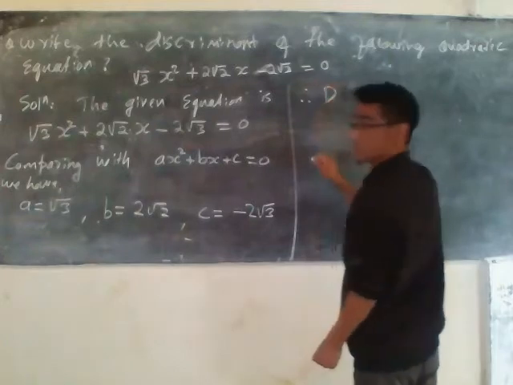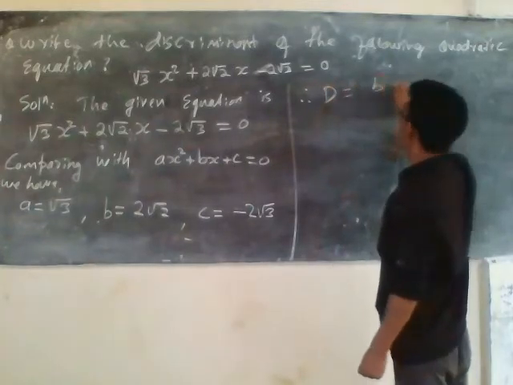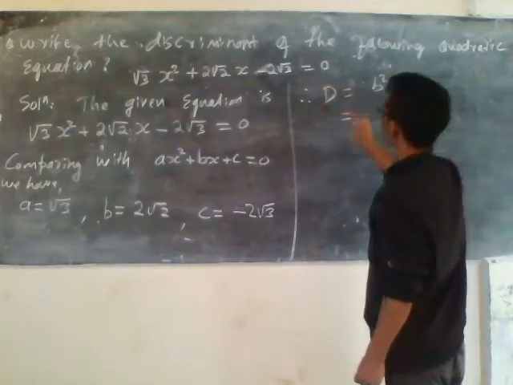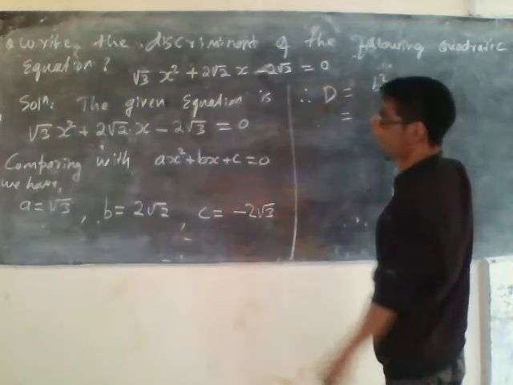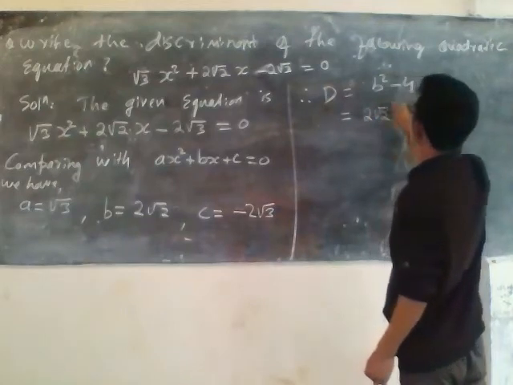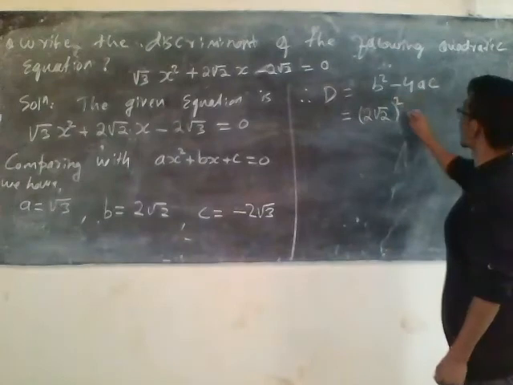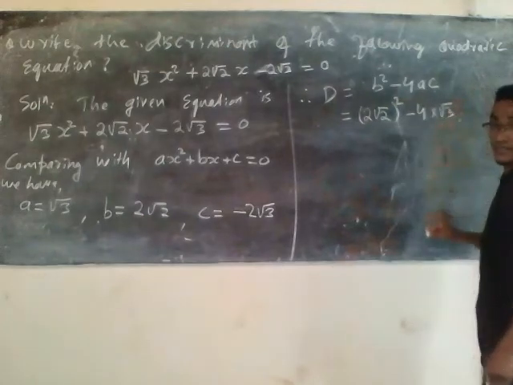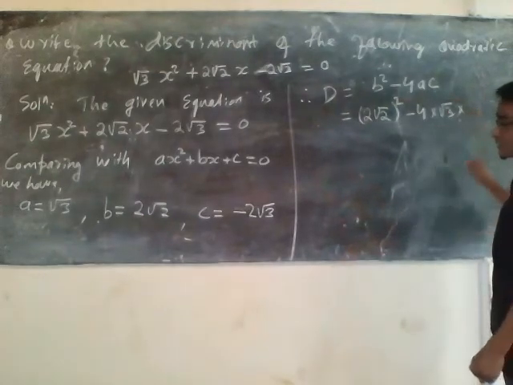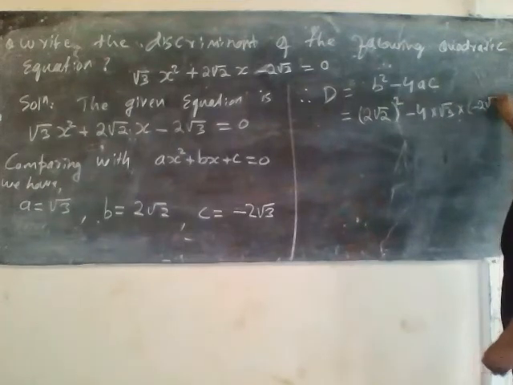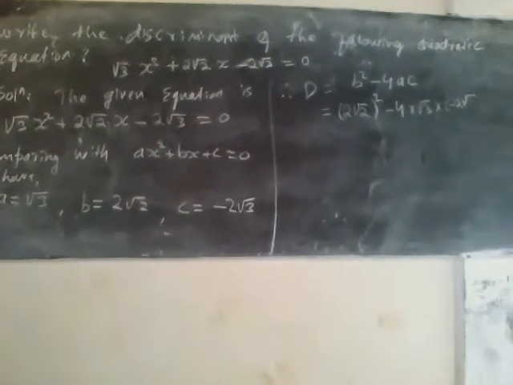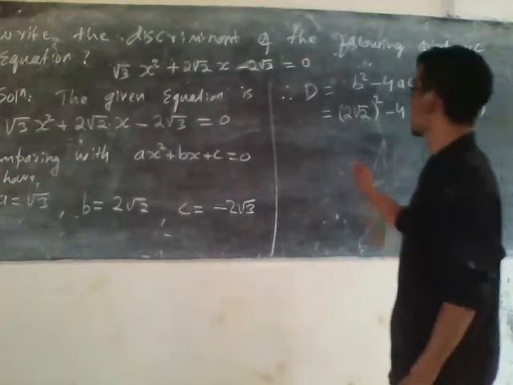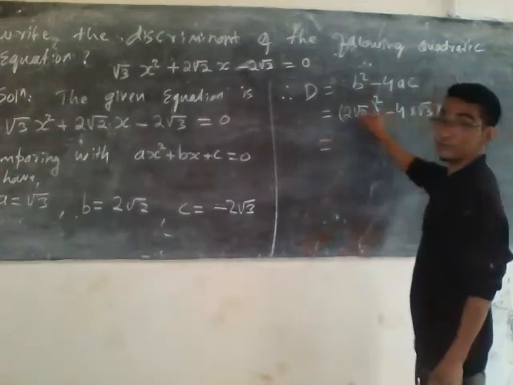Therefore the discriminant D, by the short formula, is D equal to b square minus 4 multiply a multiply c. It will be equal to b square, where b is 2 root 2, square, and minus 4 multiply a, where a is root 3, multiply c, which is minus 2 root 3.